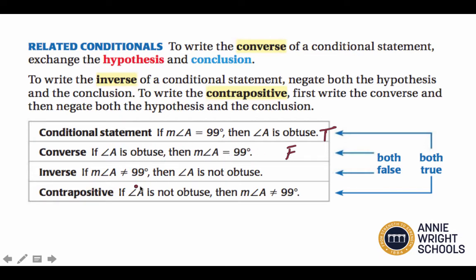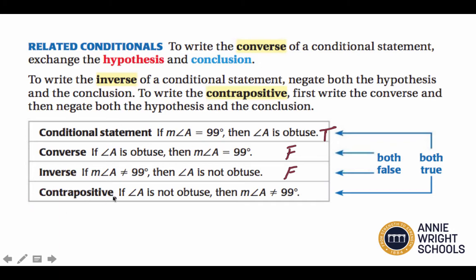The inverse is negating the hypothesis and the conclusion. Notice the negation of is obtuse is not is acute, it's is not obtuse. The negation of equals is not equal. If the measure of angle A does not equal 99, then it is not obtuse. Again, that's false. We could think of lots of angles that don't measure 99 degrees but are obtuse.